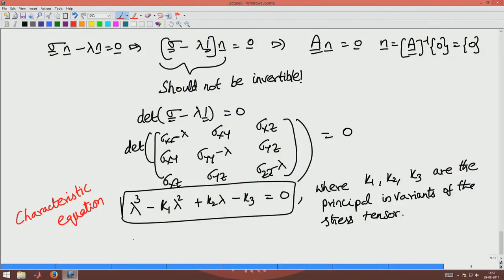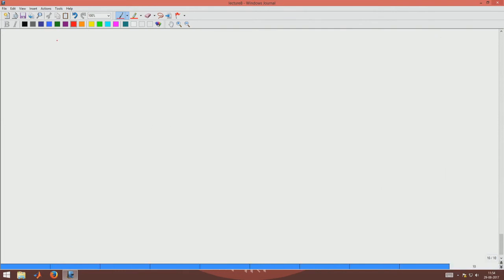Okay. So, now what happens? You have found 3 roots of lambda. Let lambda 1, lambda 2, lambda 3 be the 3 roots of star. Now, how do I find n? That is the question. How do I find the plane on which these extremum normal stresses occur?